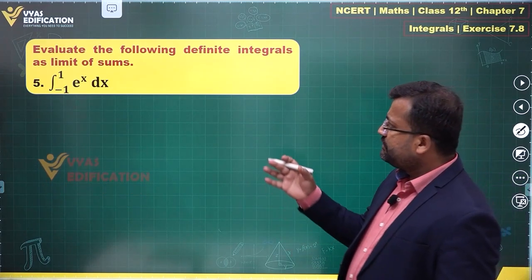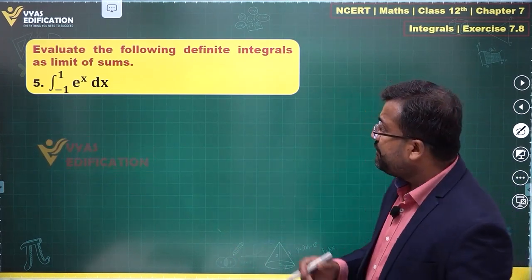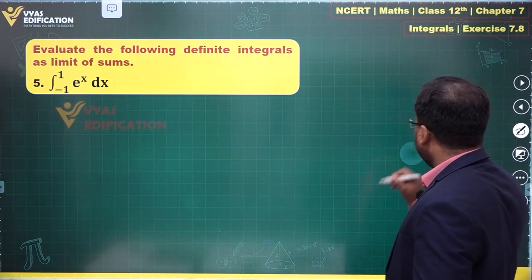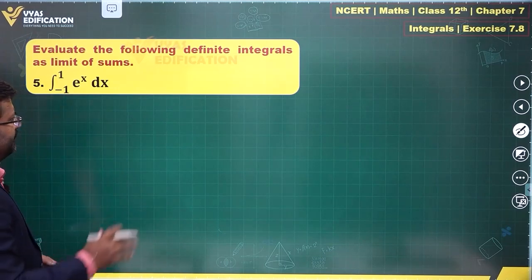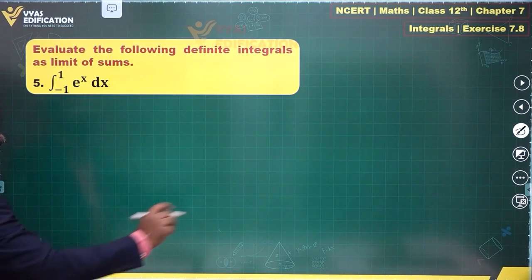Question number 5 says the integral from -1 to 1 of e power x dx is equal to what? Now let's take a look at this integral. Once again, we'll begin with the exact version of the definite integral as a limit of a sum.